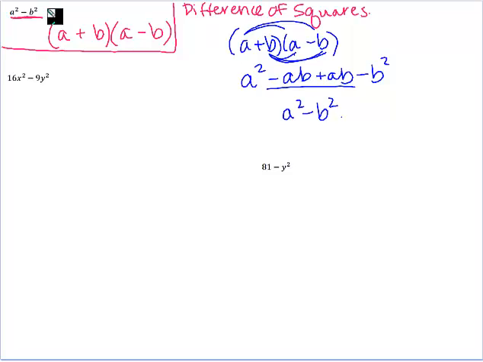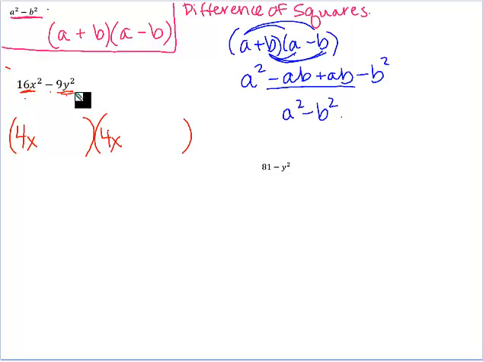Okay. So here, if we have 16x squared minus 9y squared, and we want to factor this. It's a difference. These are both perfect squares, so we'll split it up into its two parentheses, and we need to figure out what the perfect square of each is. 16x squared is the perfect square of 4x.